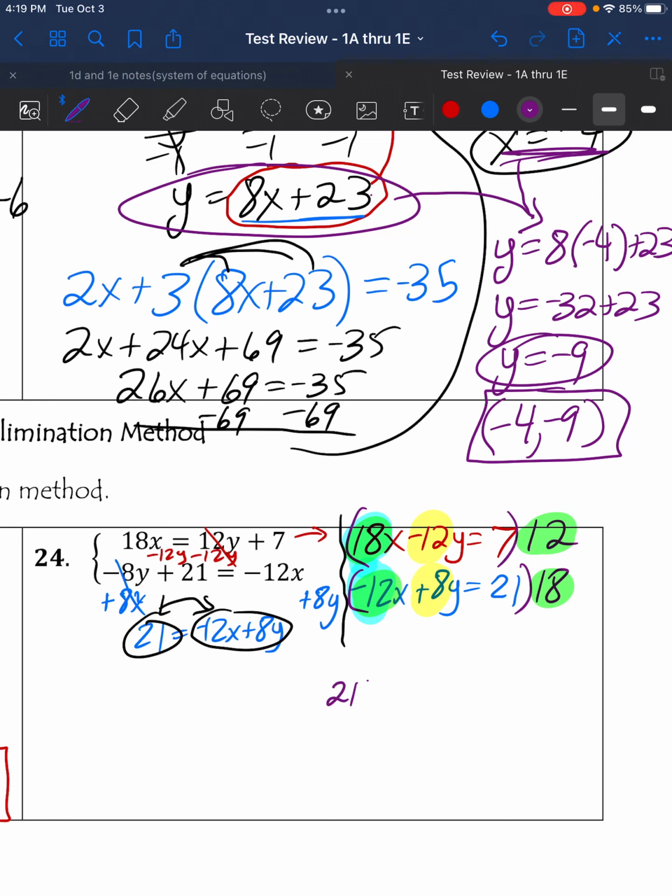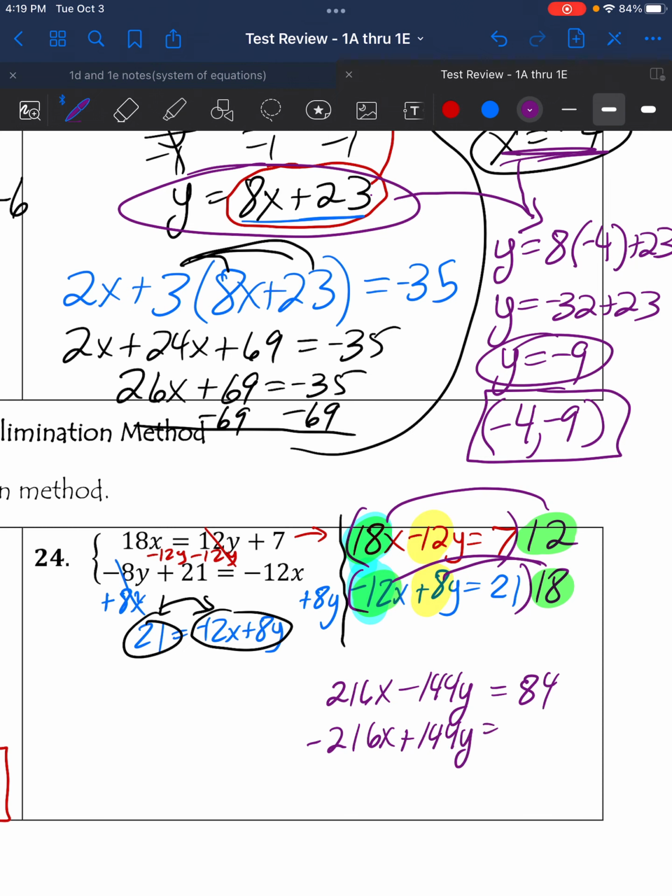So I got 216x minus 144y equals 84. In the denominator, I have negative 216x. 8 times 18 is 80, 64, 144, plus 144y equals 21 times 18 is 378. Didn't know that one off the top of my head.